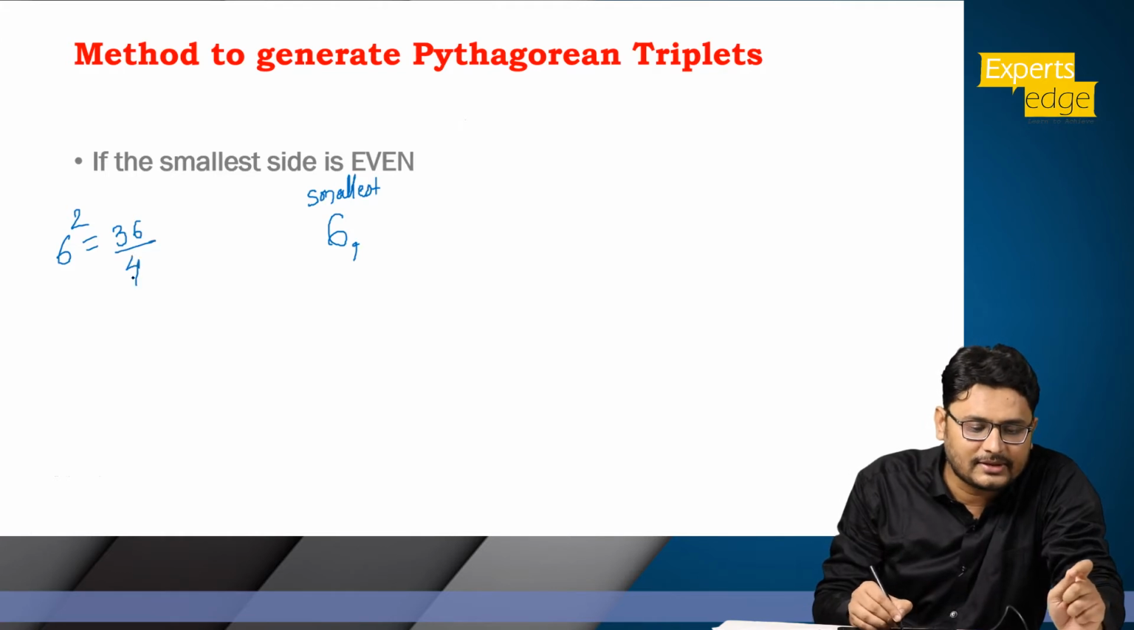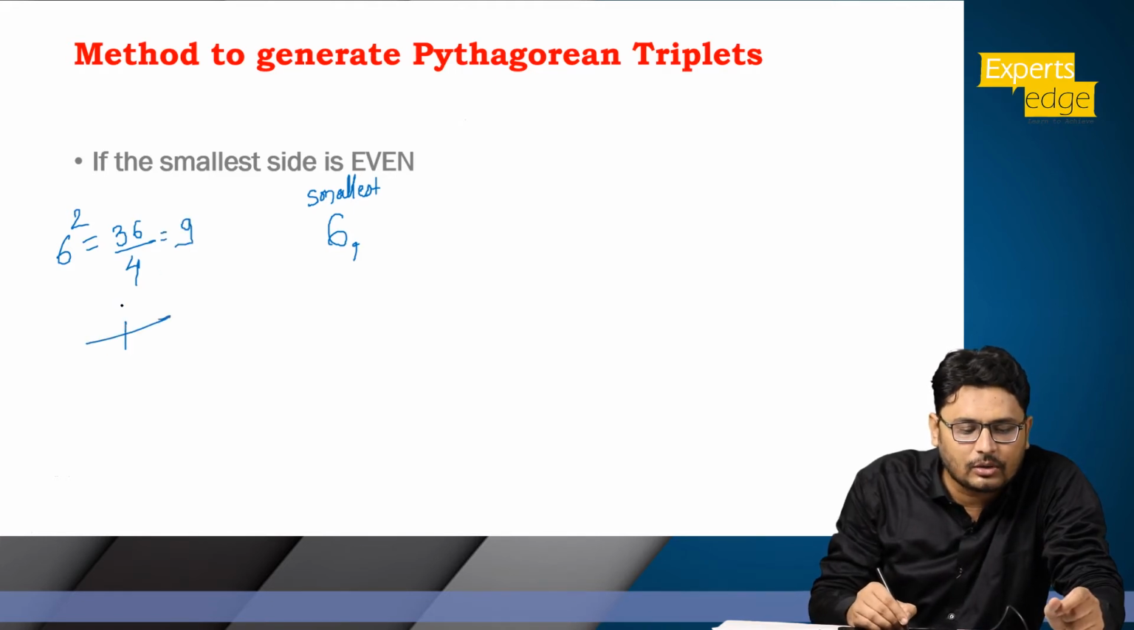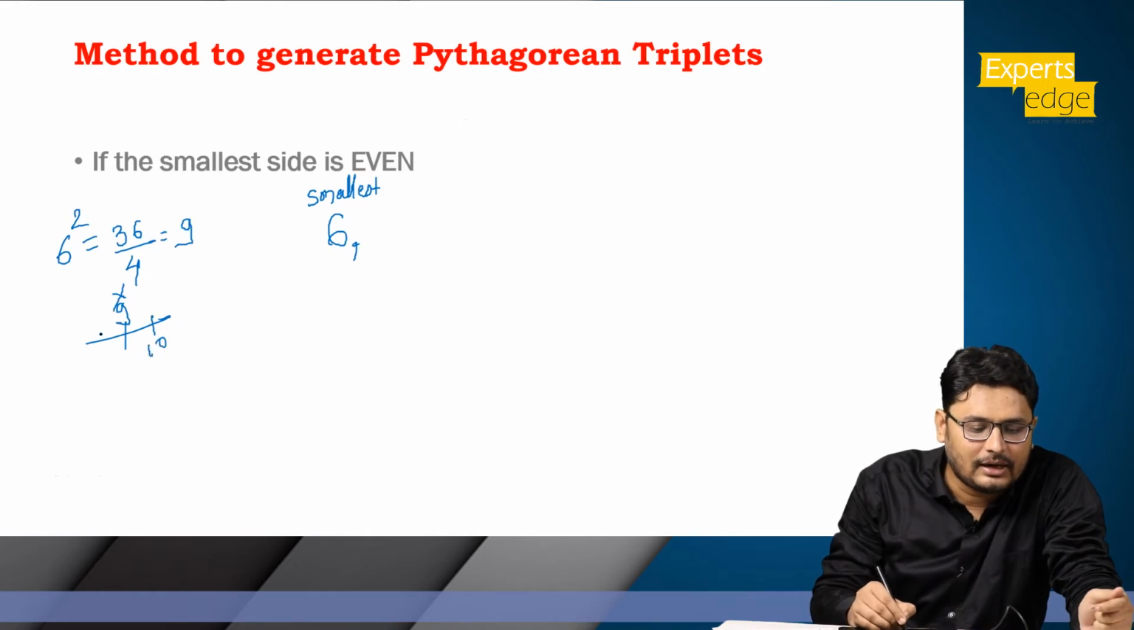Remember this. जब odd था, odd में क्या करता था? 2 से divide करता था, even में 4 से करूँगा. 36 by 4 is 9. So 9 को drop करो. 9 नहीं लेना है, 9 के आगे पीछे के नंबर, मतलब I'll take 10, I'll take 8.